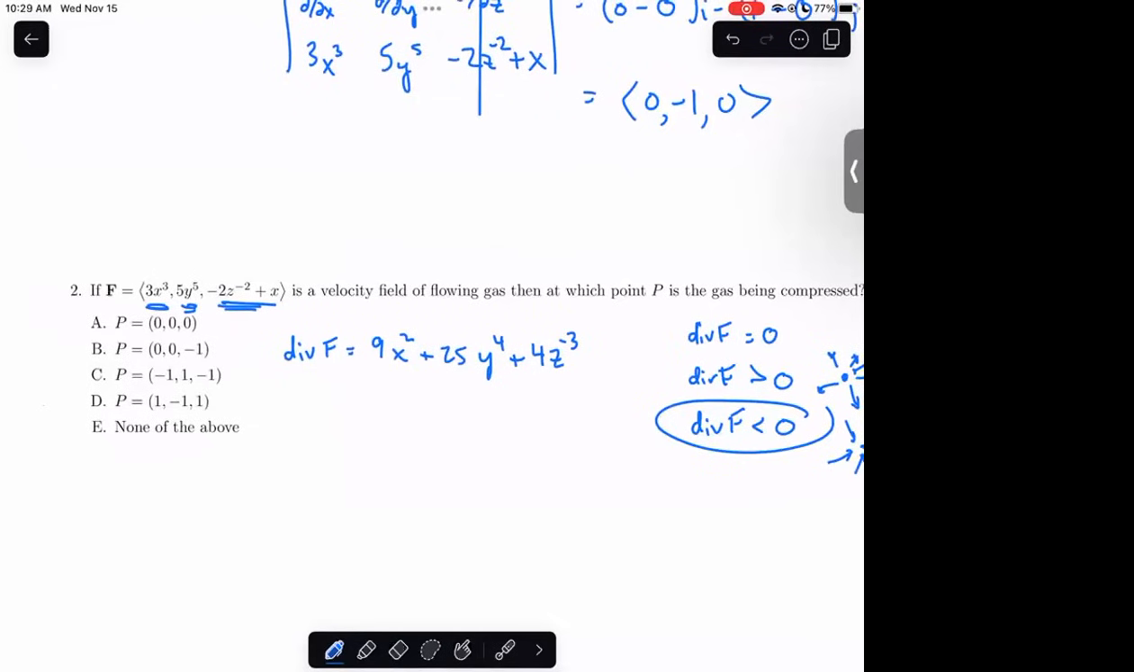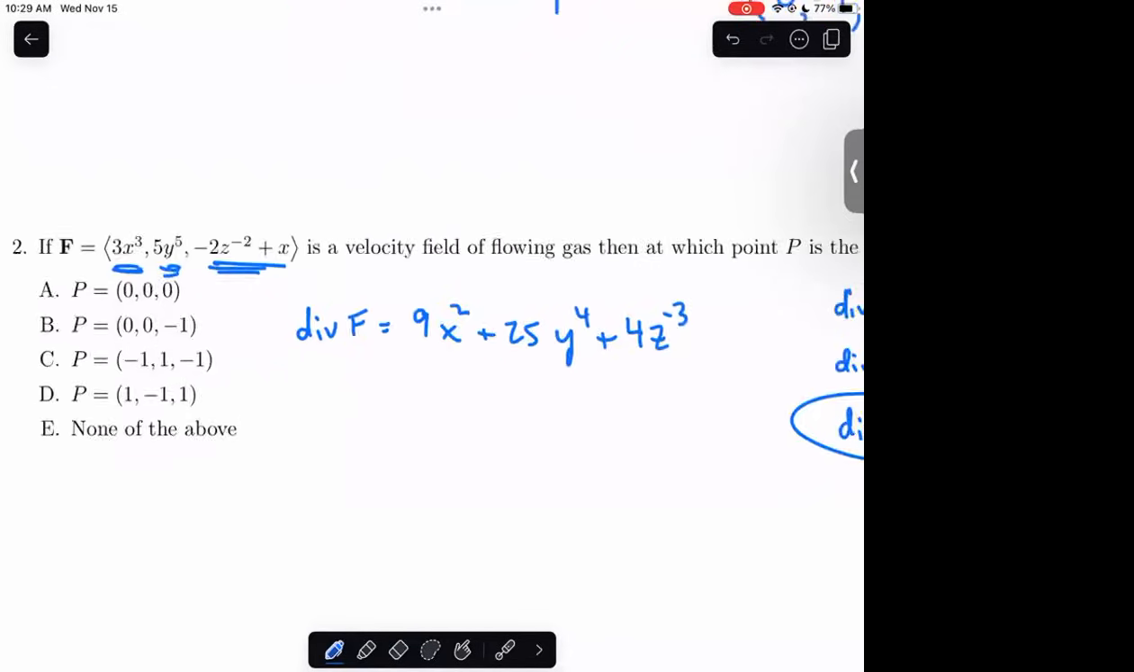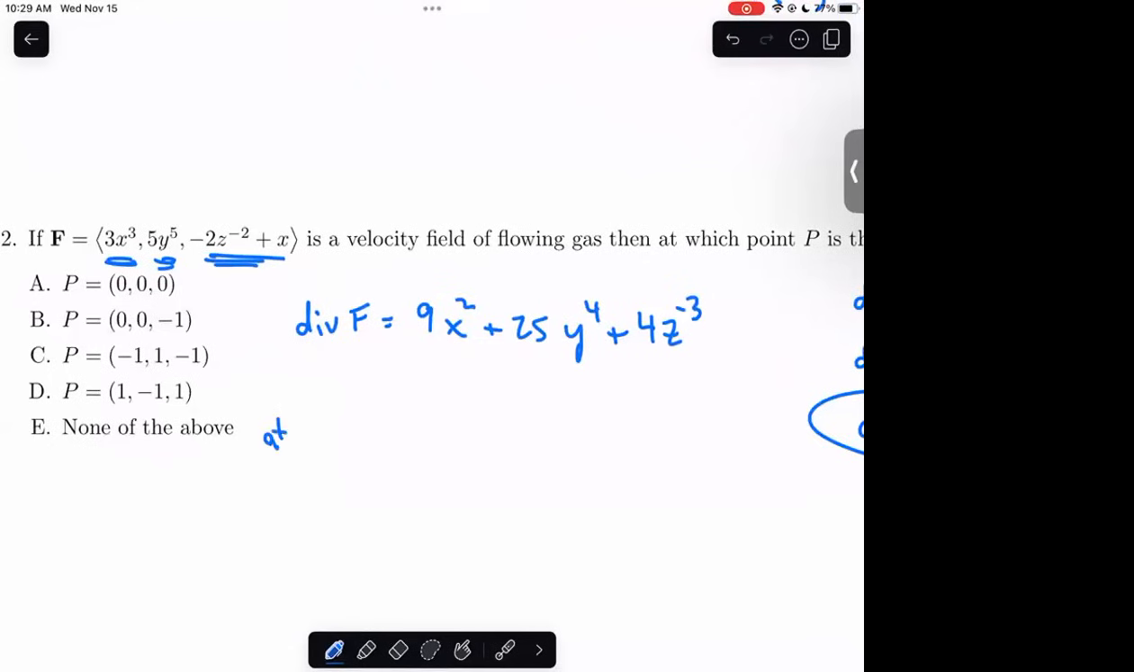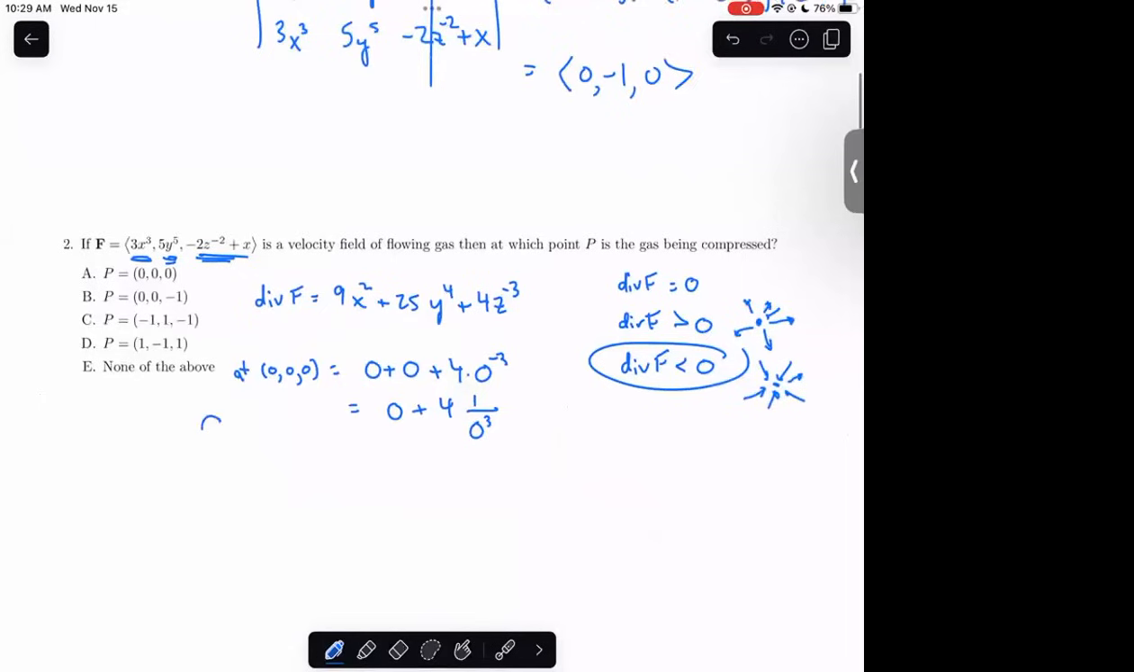We're hoping that one of these points, when I plug it in, will end up giving a negative divergence. Maybe the first thing, if I plug in 0, 0, 0, we're going to get 0 plus 0 plus 4 times 0 to the negative third. If you try to plug that into your calculator, technically this is division by 0 to the third power. So you're dividing by 0. I don't know what this is, but it's not positive, it's not negative, it's undefined. And so, nope, this isn't it.